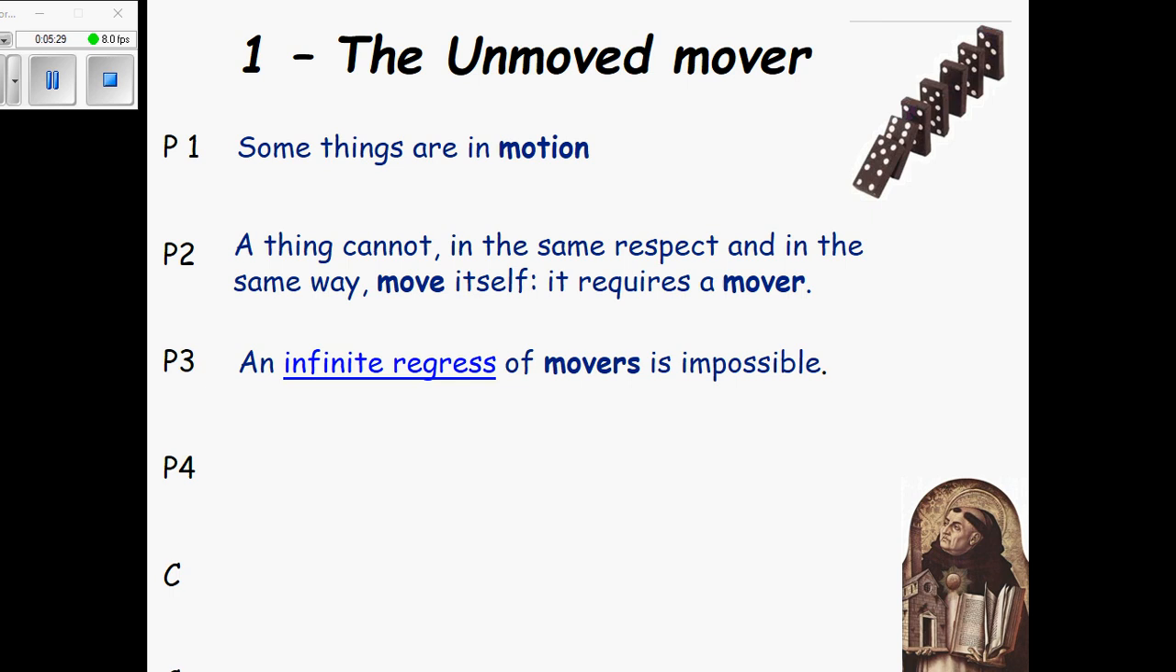Next premise, an infinite regress of movers is impossible. Now, an infinite regress means we asked what moved the stone. Well, what moved the stone was the thing that came before the stone. Well, then we asked, what moved the thing that came before the stone? Well, it was something else. Well, what moved that? Well, it was something else. That can't go on forever.